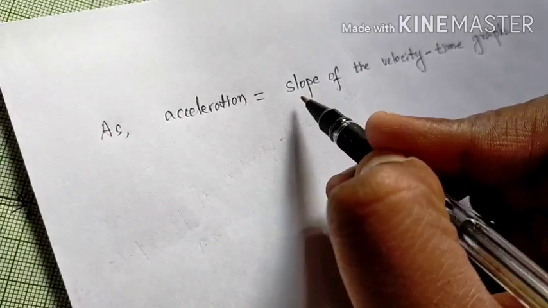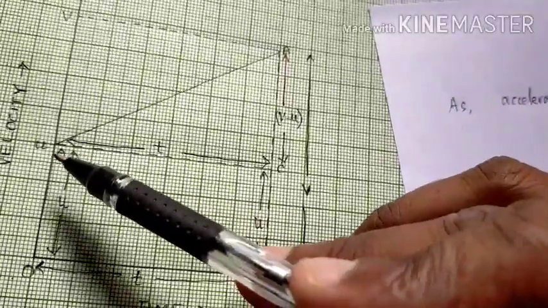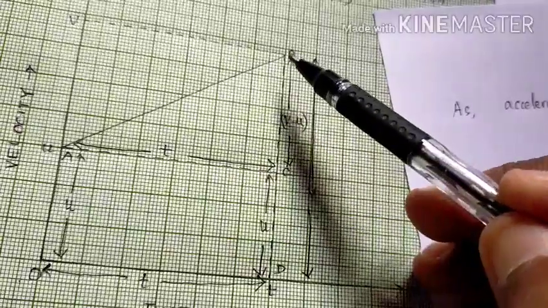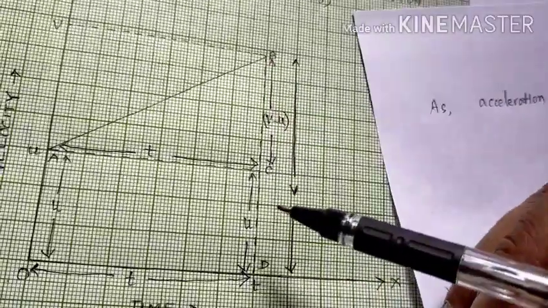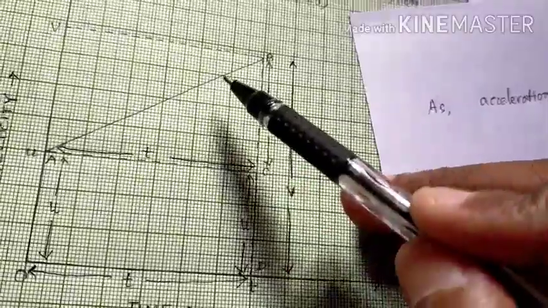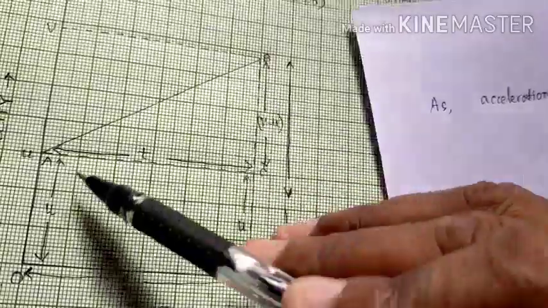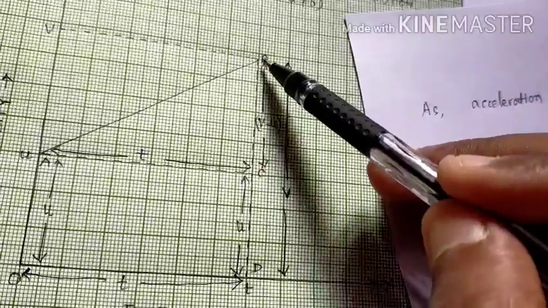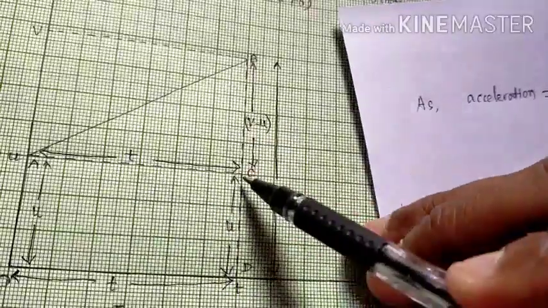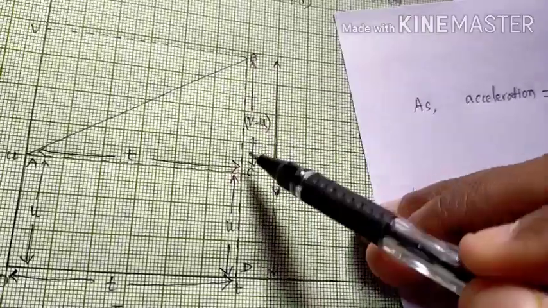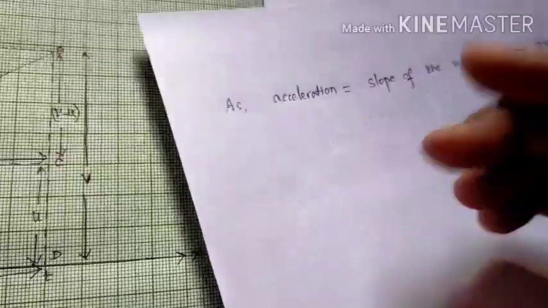Acceleration is the slope of the velocity time graph. For calculating slope, we have to consider a right angle triangle. So the right angle triangle is ABC. You can see in the graph ABC, that is the right angle triangle. So slope is given by perpendicular by base. Perpendicular is BC and base is AC. So in this manner we can find out the slope.